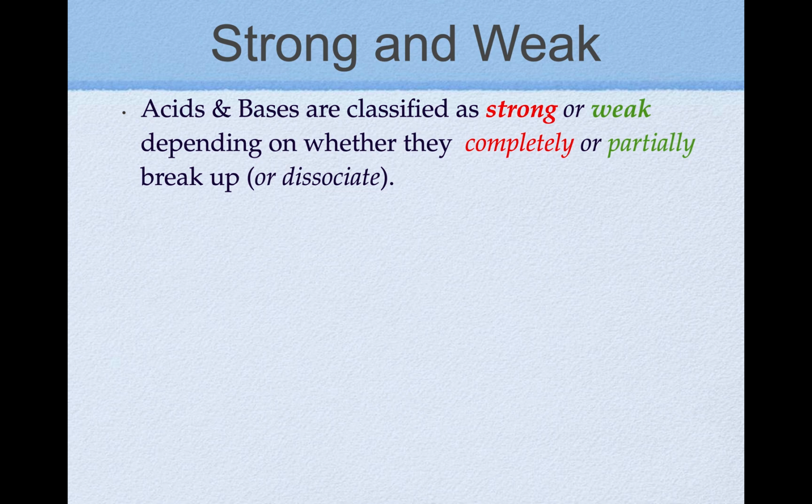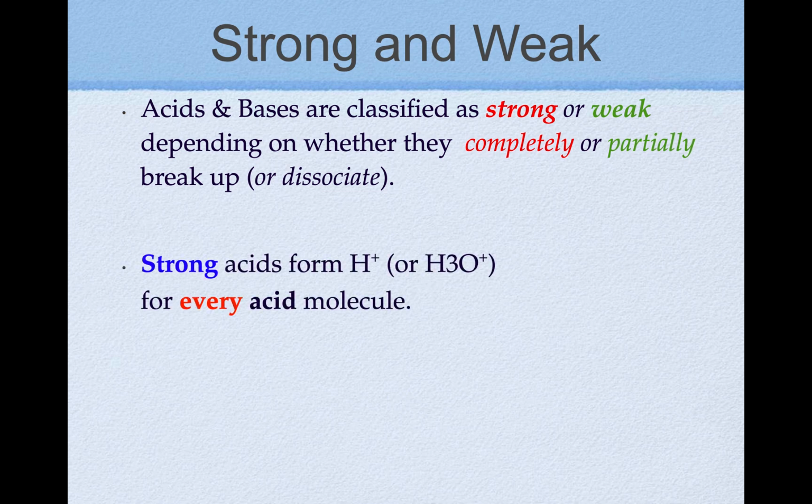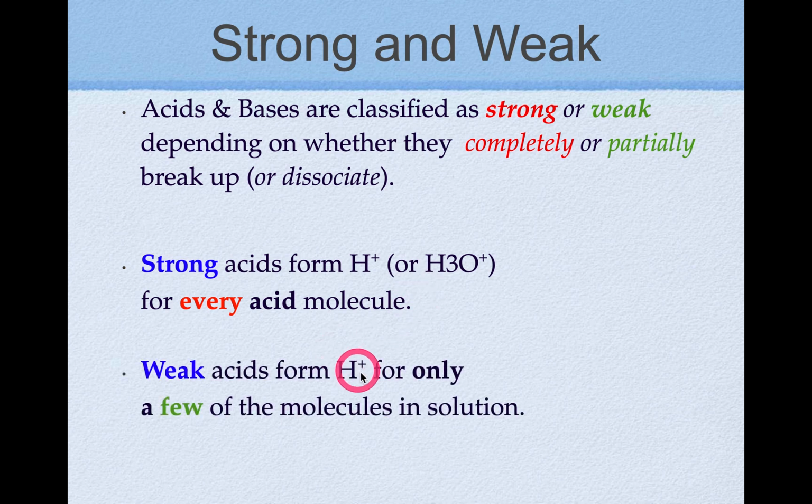We can classify acids and bases as strong or weak, depending on whether they completely separate or whether they partially break apart, or dissociate. For example, if we take a strong acid, every single molecule will separate in water to make H plus or H3O. That should be subscripted. Whereas with the weak one, most of them will be molecules of the acid, and only a few will break apart to give the H plus.